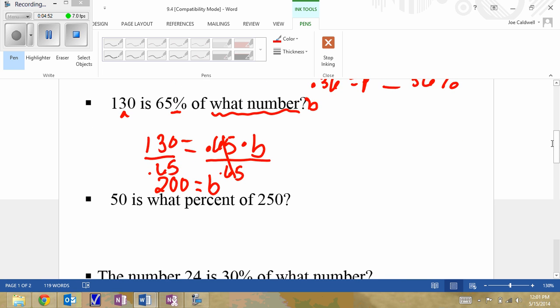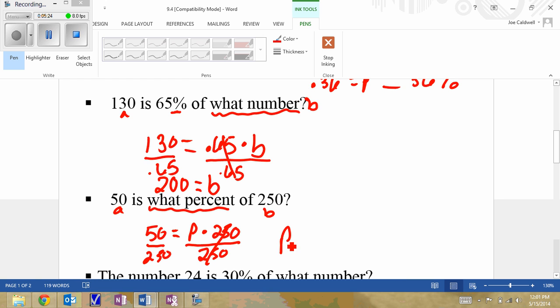Another example, finding that question phrase there, what percent, which means we don't know the percentage. We do know the part, and we do know the whole. So again, plugging it into that equation, 50 equals some percentage value times 250, or 250p really. But we're going to divide both sides by 250, so that'll cancel out. And p will be, after we divide, and you should be getting a decimal again, which we can then turn into a percent.